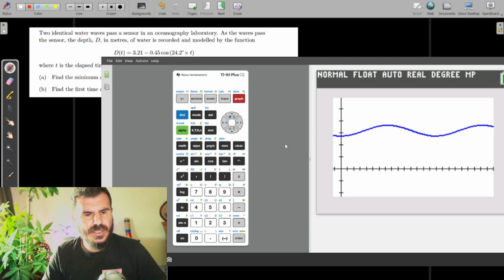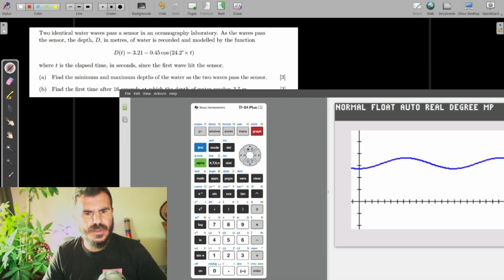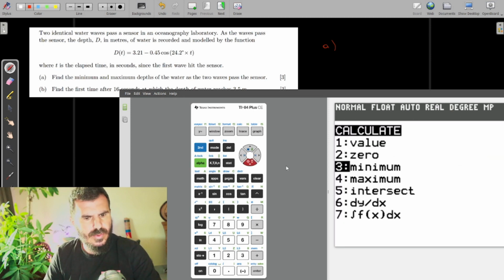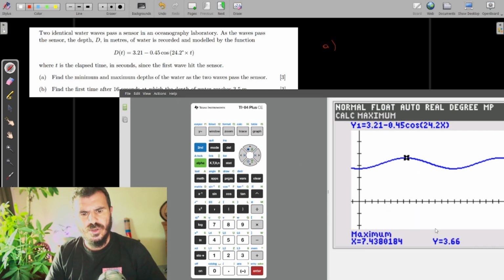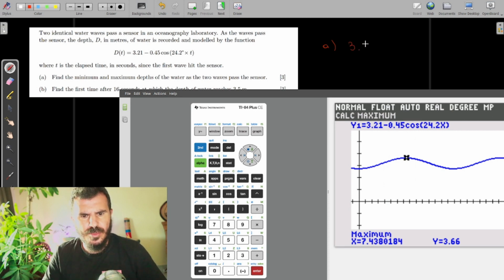Now my first question says find the maximum and minimum. How should I do it? Easy. I will just go here to my graph calculator, second trace, and I want the maximum first. So I will go before the maximum, left bound, right bound after the maximum, and somewhere here make a guess. So how much is it? 3.66 meters. That's my maximum.